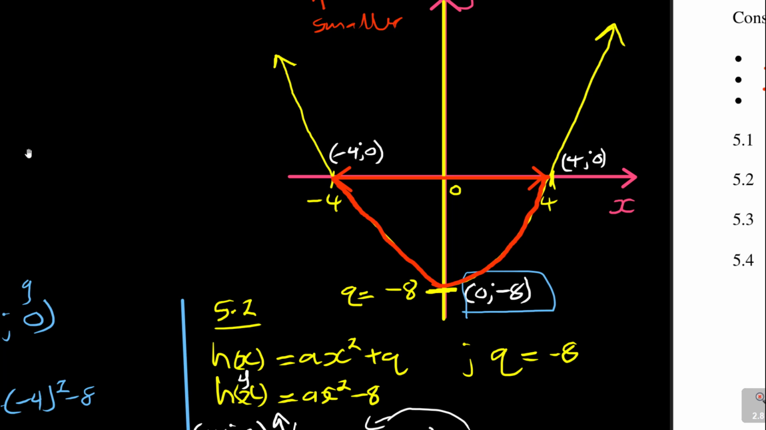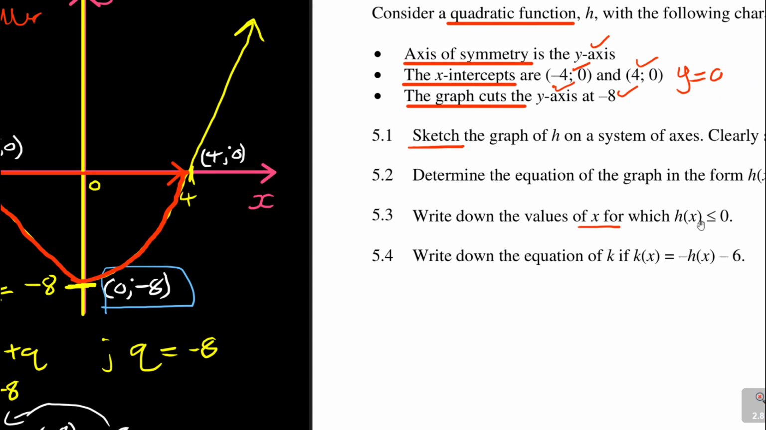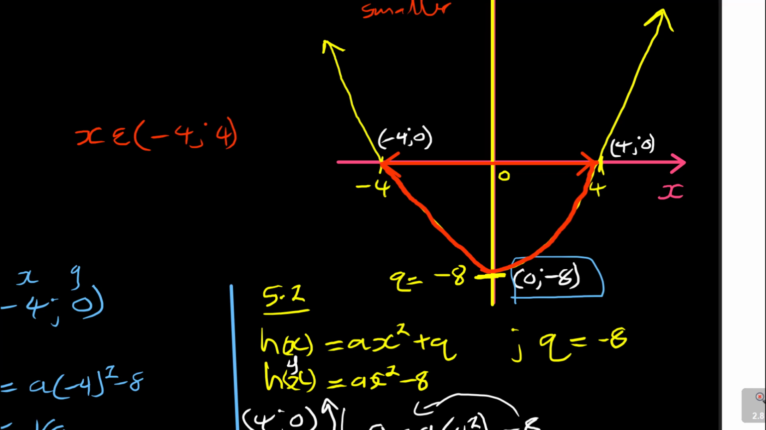So what are those x values? You just write this. X is an element of -4 to 4. But now they say less than or equal to, so you use the square brackets like this, because it's included. But I think the best way you can write it is like this: -4 is less than or equal to x, and x is less than or equal to 4. This is the best one.